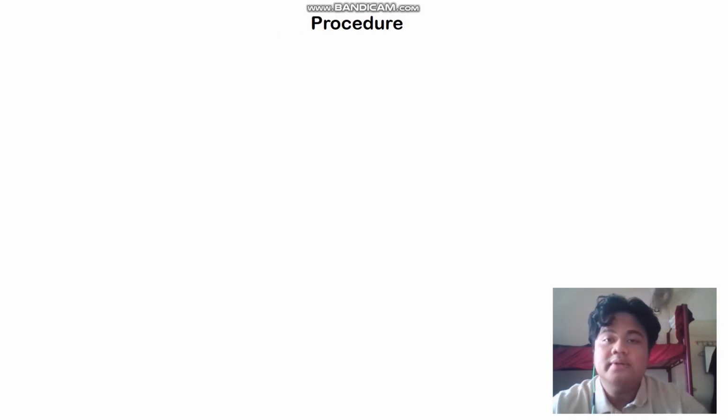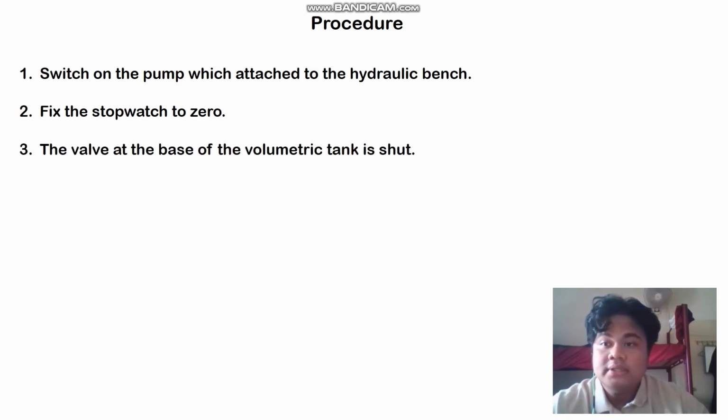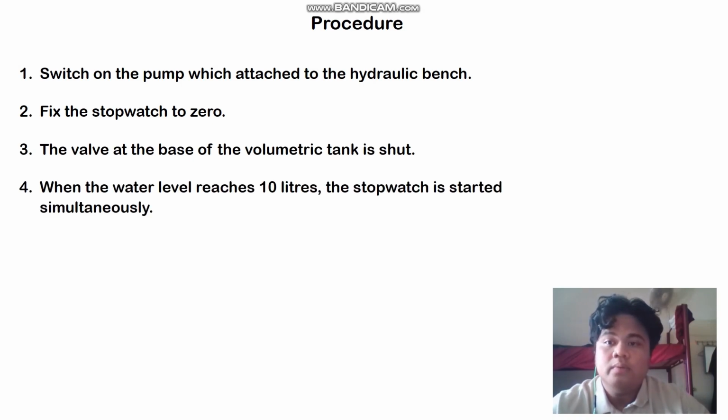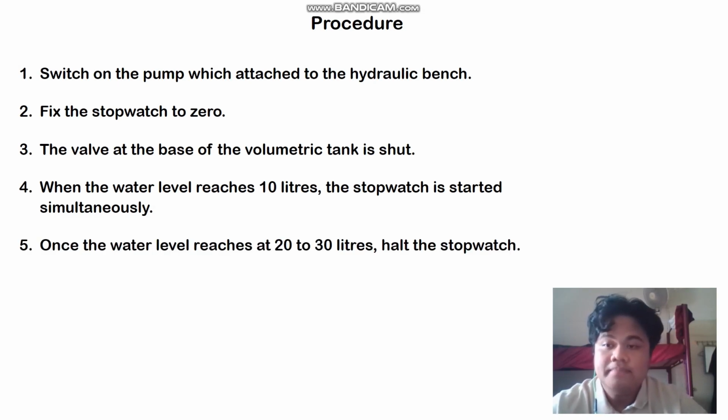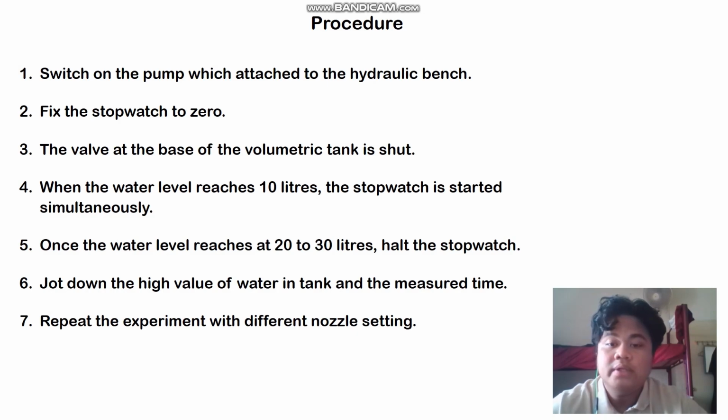Next is the procedure. The first is to switch on the pump attached to the hydraulic bench. Second, set the stopwatch to 0. Third, the valve at the base of the volumetric tank is shut. When the water reaches 10 liters, the stopwatch is started simultaneously, and once the water level reaches 30 liters, stop the stopwatch. Jot down the height value of water in the tank and the measured time. And last, repeat the experiment with a different nozzle setting.